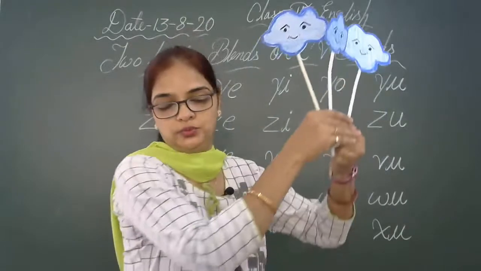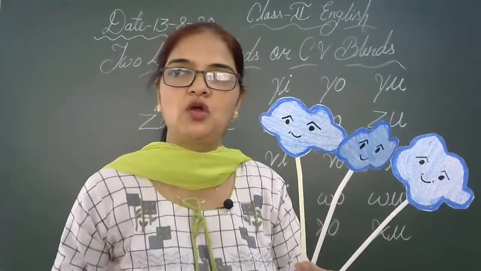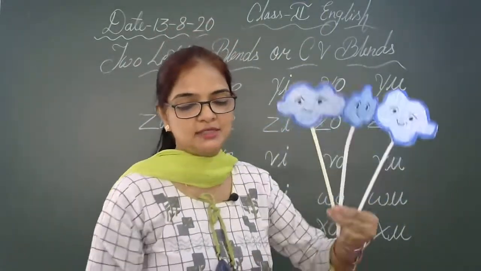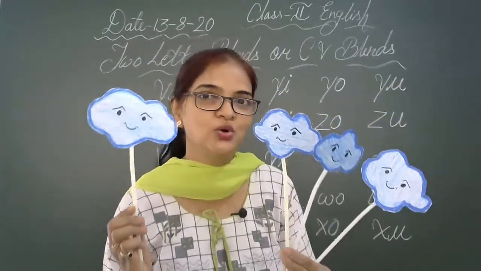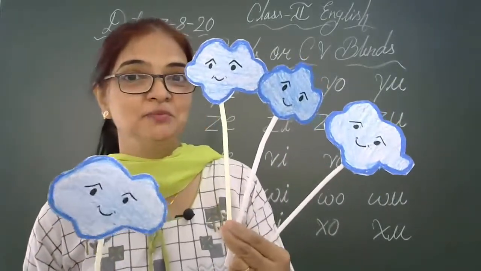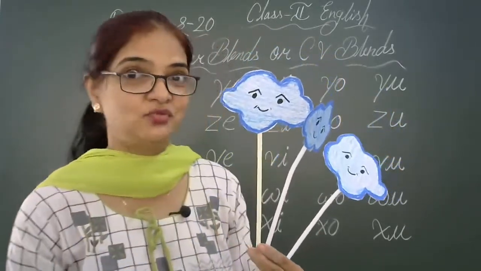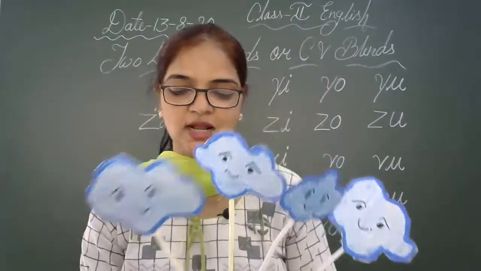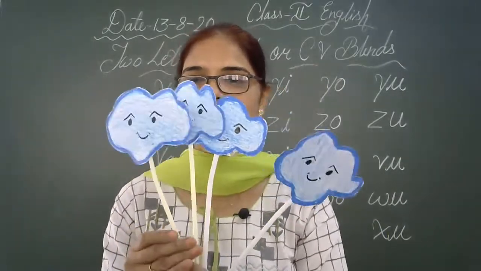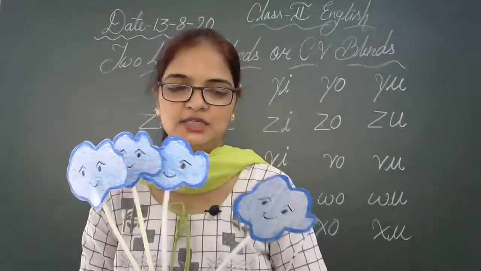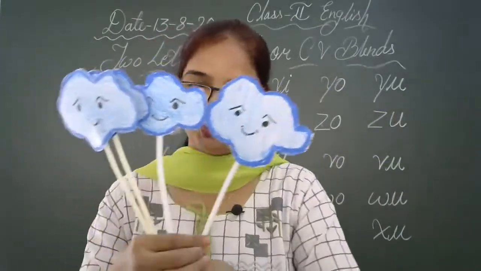The wind blew. Blew is the second form of blow. Okay, the second form of blow is blew. As the wind blew, another little cloud came close by. And what happened? Four little clouds decided what to do. How many clouds do I have? Four. So these four clouds decided what to do.